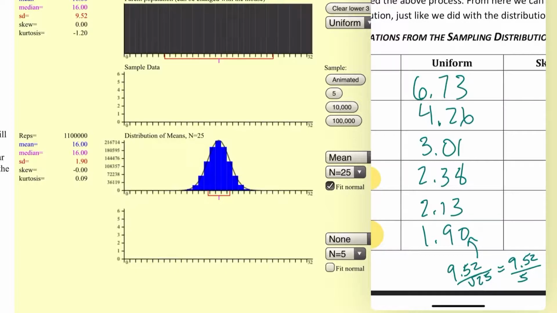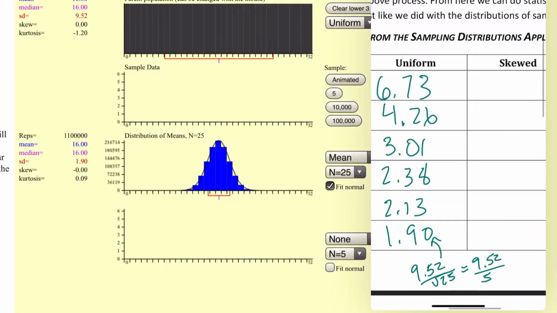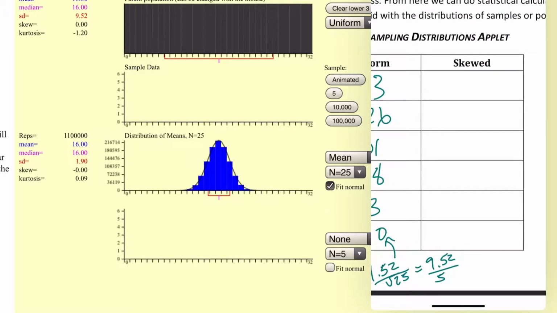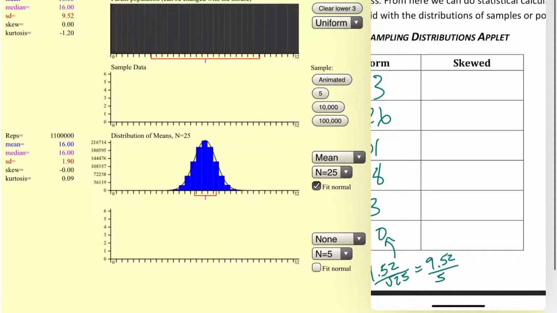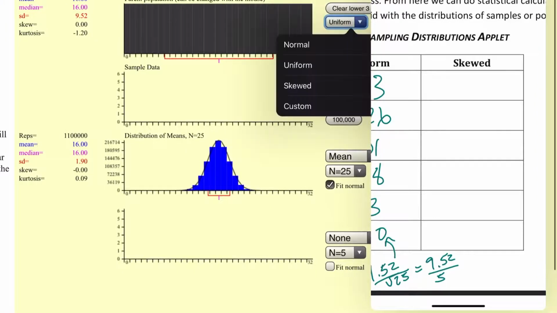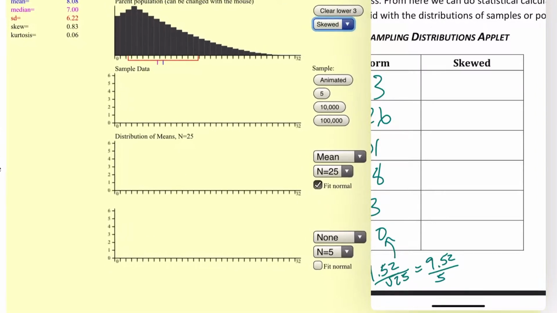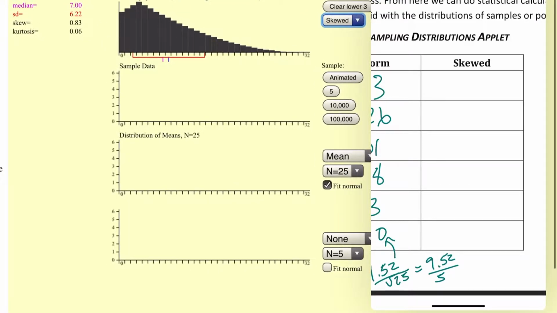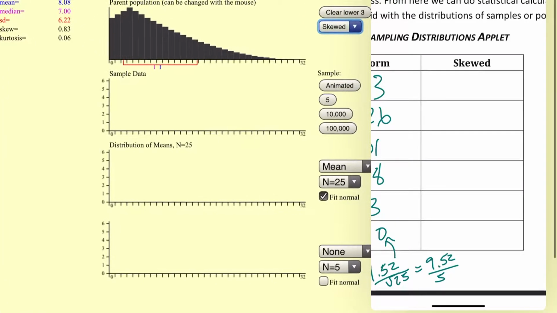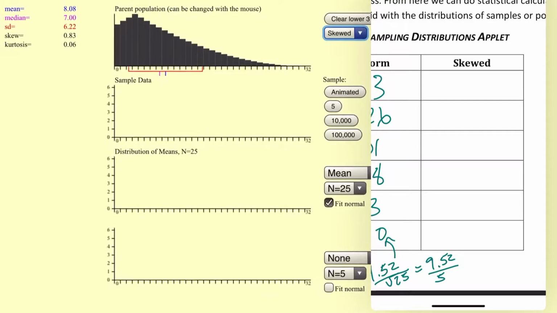So notice, you can test those for all of these from 2 all the way up to 25, and all of those are going to be pretty close to that relationship that we observed with the normal. All right, last one that we're going to be keeping track of the standard deviations, and this is this skewed distribution. Now, skewed is not a named distribution. It is just this skewed distribution that this applet gives us. So that's not like a special distribution like uniform or normal. This is just this skewed distribution.